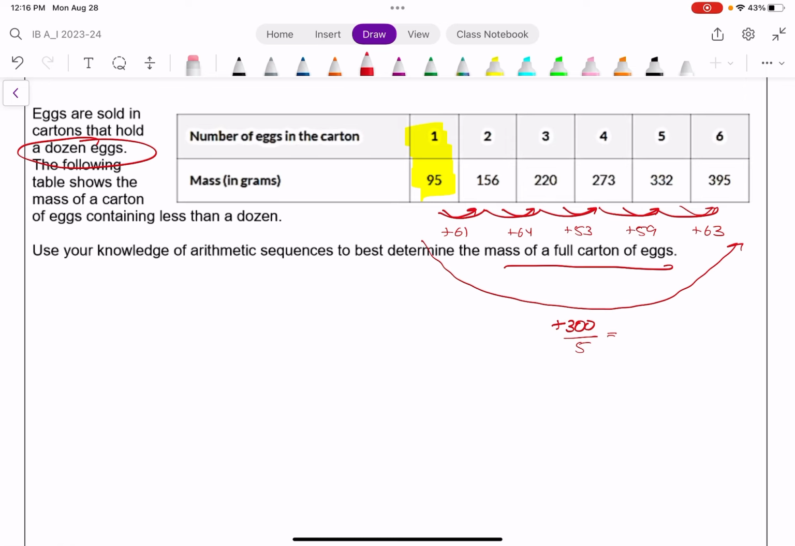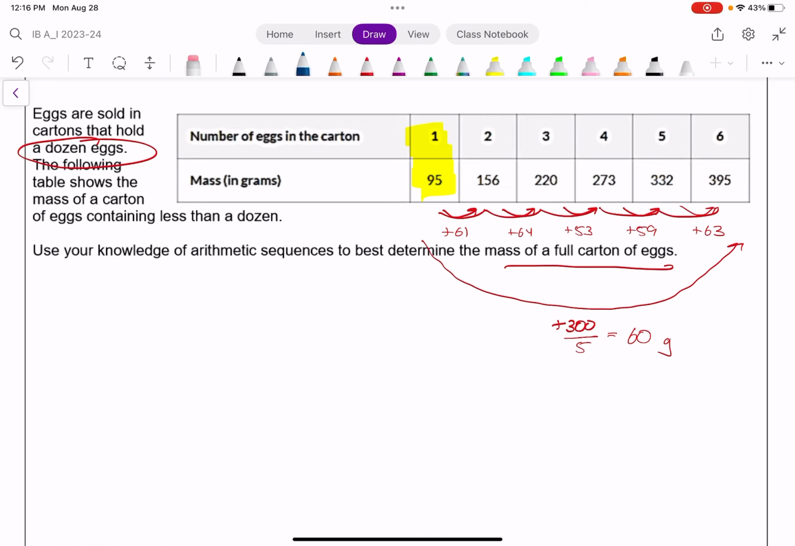It's the exact same thing as just adding up all these values up here and dividing by 5, finding the average. And so I get a nice clean 60, which means each egg weighs approximately 60 grams. And for the purpose of this question, I'm going to say, as best we can, each egg is 60 grams. And so now if I want to find the mass of a dozen carton of eggs, I have several options.